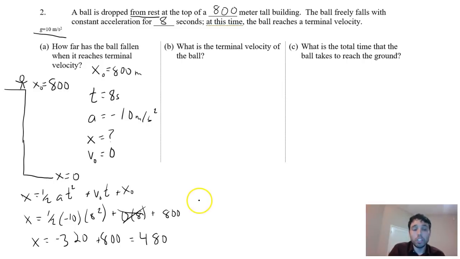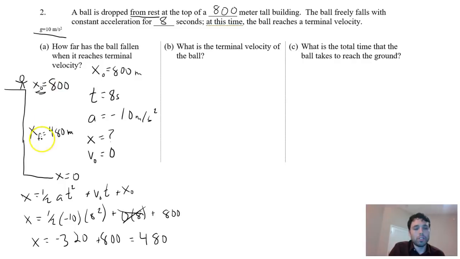This is the position I am in. So my initial position was here at x0, 800. My final position is 480 meters. Right, that's where my final position is. So how do you find the answer? Well, we want to know how far it's fallen. That's displacement, right? Displacement, don't forget, is a change in position.